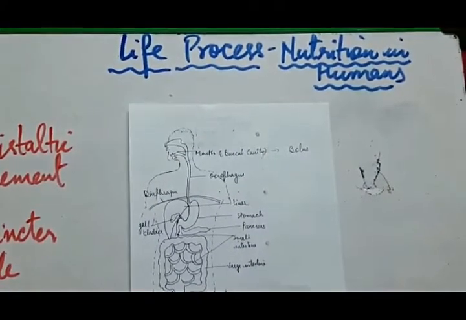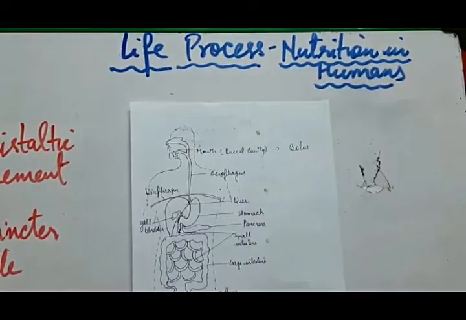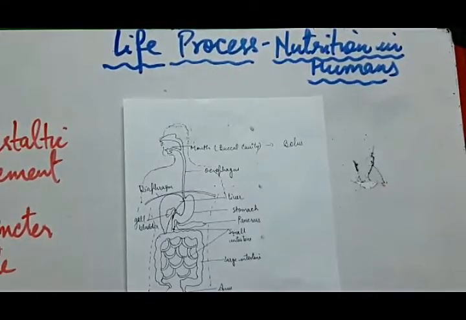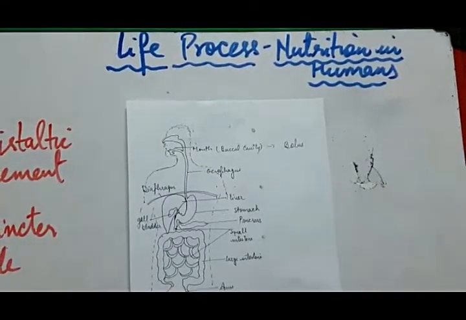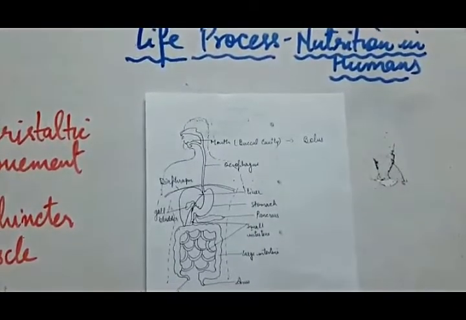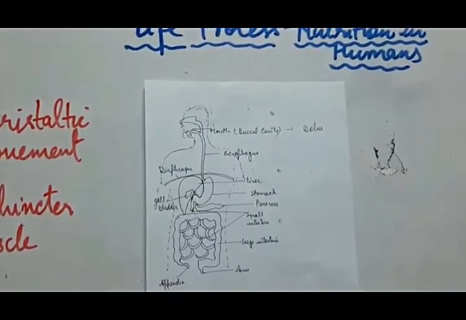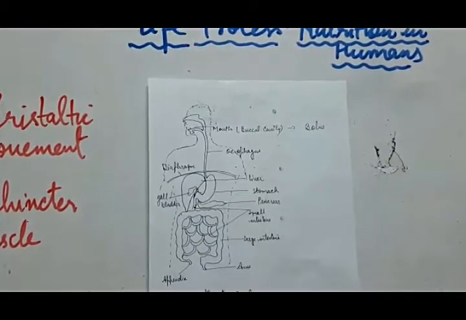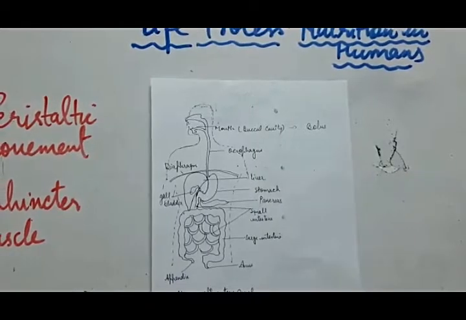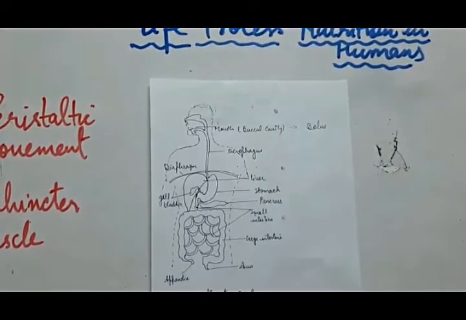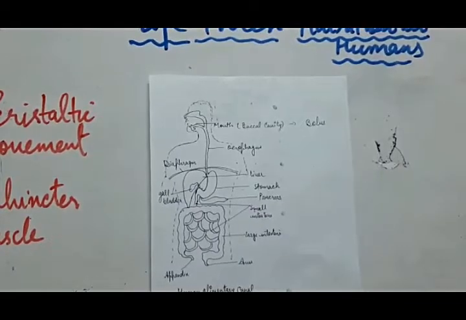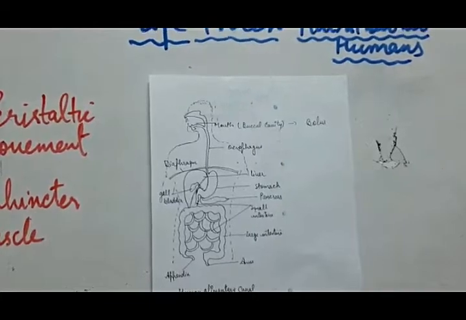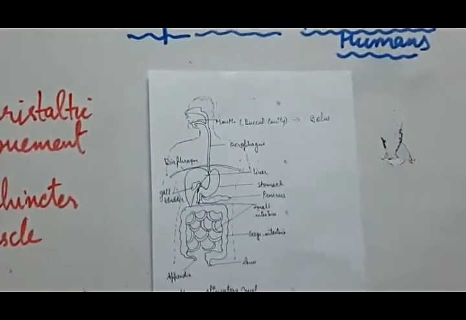Hello everyone. In this video, I will explain digestion in human beings. So digestion starts from the mouth. I have explained in many videos about the enzymes, the flow chart, the liver, the pancreas, and the stomach also. In this video, I will tell how food is digested in our alimentary canal. So digestion starts from the mouth.